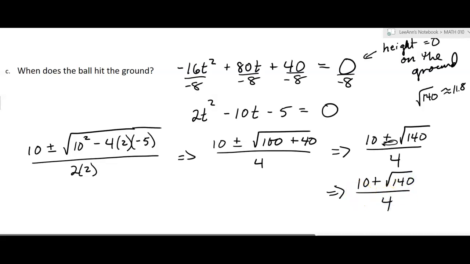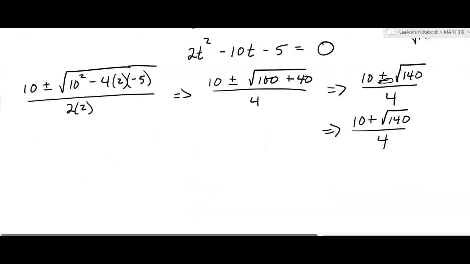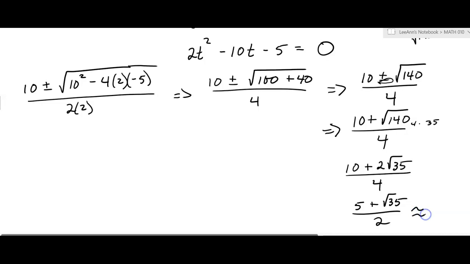Now, do they want an exact answer or a decimal approximation? That I'm not sure. It makes more sense to do a decimal approximation, but let's see what we get here. Let's see, 140, that should probably simplify. 4 goes in, 4 times 35. Okay, so 10 plus 2 times the square root of 35 over 4, which would be 5 plus the square root of 35 over 2, but that answer is just not very practical.